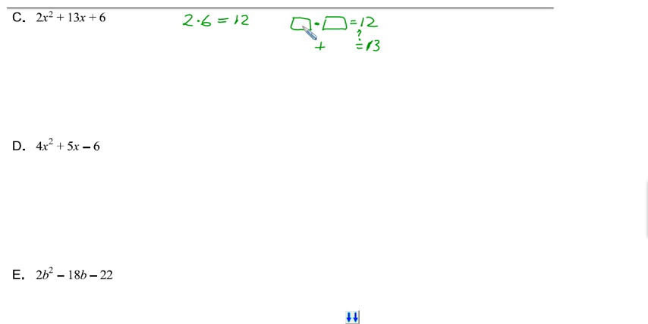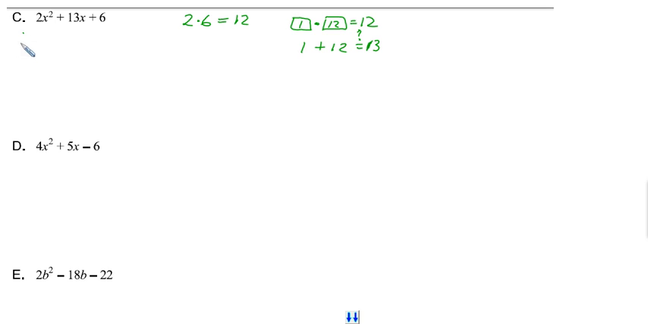Okay, well, I think 1 and 12, right? Positive 1 and positive 12, if you multiply, give you 12. And if I add the two, you see it comes up to 13. So, 1 and 12 are going to be my numbers.